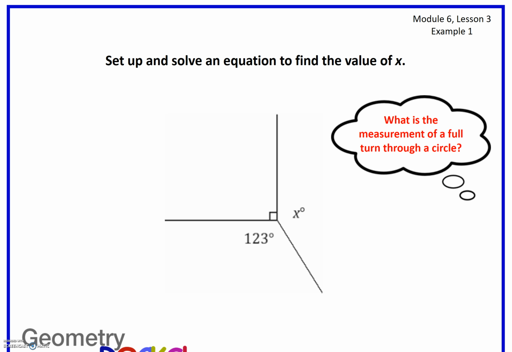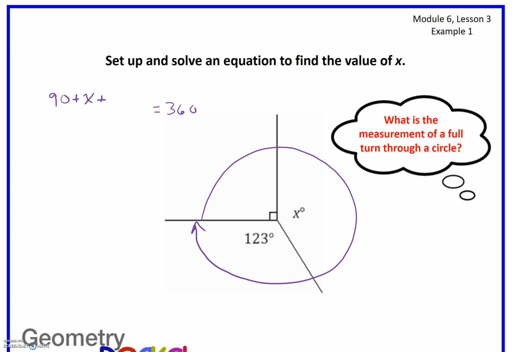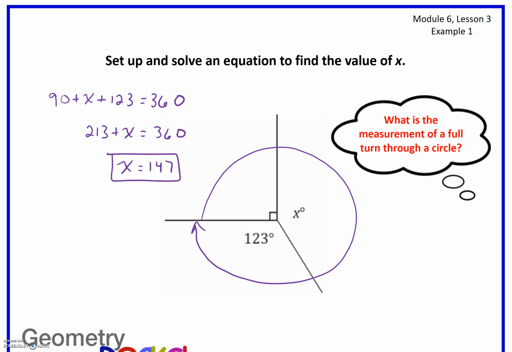Set up and solve an equation to find the value of x. Well, we've got three angles, all of which add up to a circle, which is 360 degrees. We have a 90 degree angle. We have x, and we have 123. Combine like terms to get 213 plus x equals 360. Subtract 213 from both sides. x is 147. This is an obtuse angle, so it makes sense.